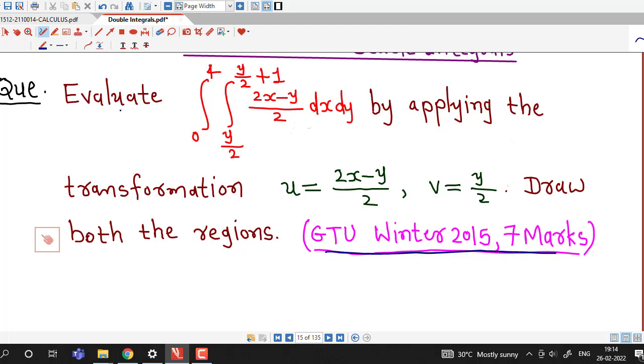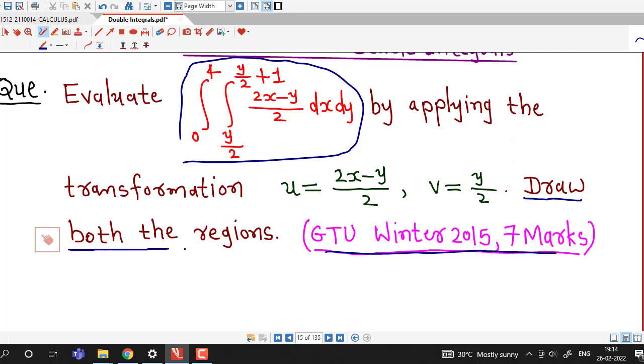Here we are asked to evaluate this double integral which is in terms of x and y by applying the transformation u equal to 2x minus y by 2, v equal to y by 2. And we are also asked to draw both the regions, that is we have to sketch the region of integration in xy plane as well as region of integration in uv plane.